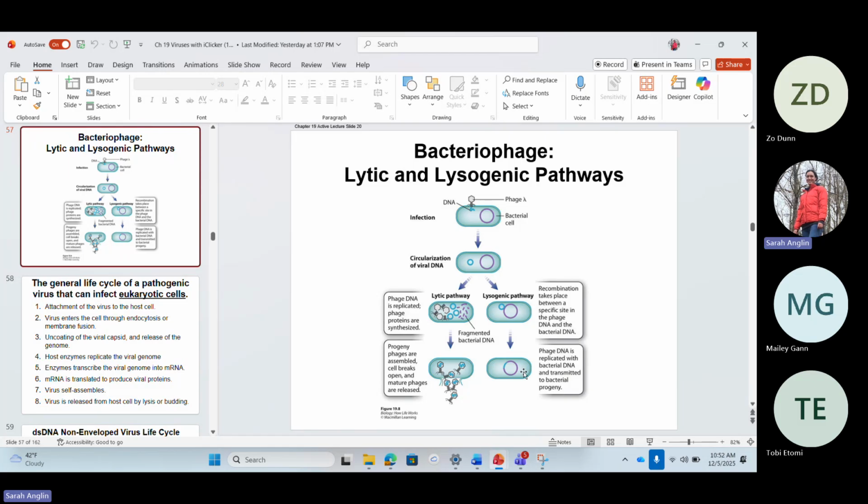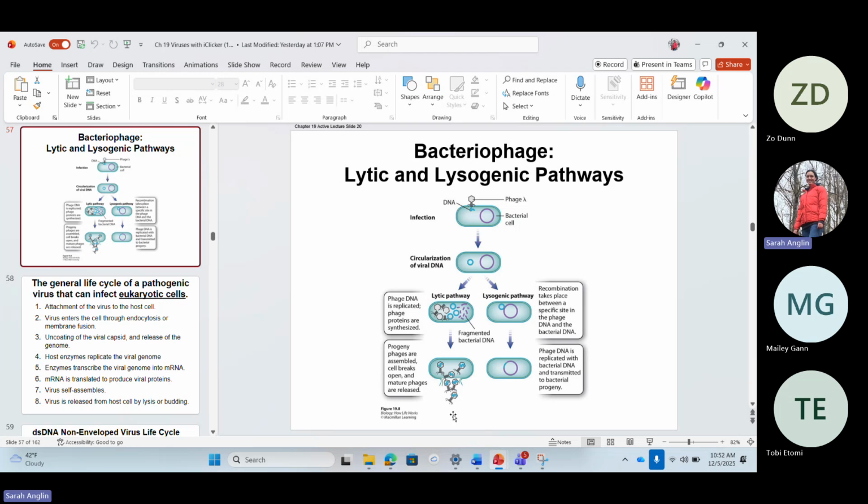And then through some kind of stressor in the environment, it is possible for that viral genome to be triggered to go to the lytic pathway. And then it'll end up with a lot of virions being released into the environment to infect a lot of other cells.